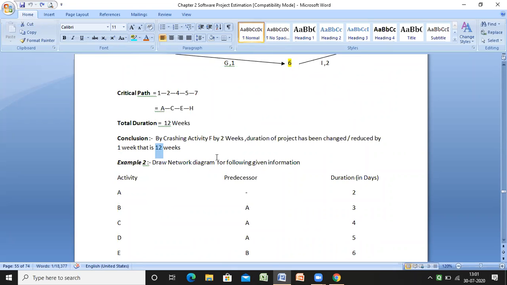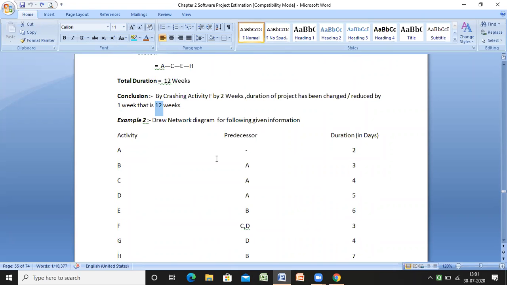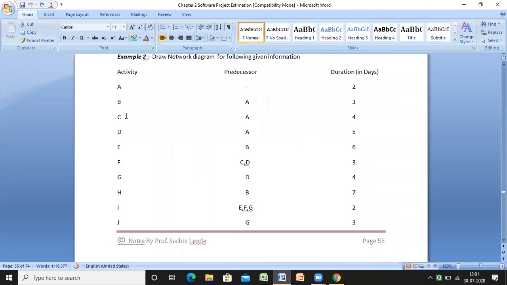Next is to draw a network diagram for the following information. The activities are A, B, C, D, E, F, G, H, I, J. Again the first has a predecessor of dash, B has the predecessor activity A, C has the predecessor activity A, and D also has the predecessor activity A, and the durations are in days.